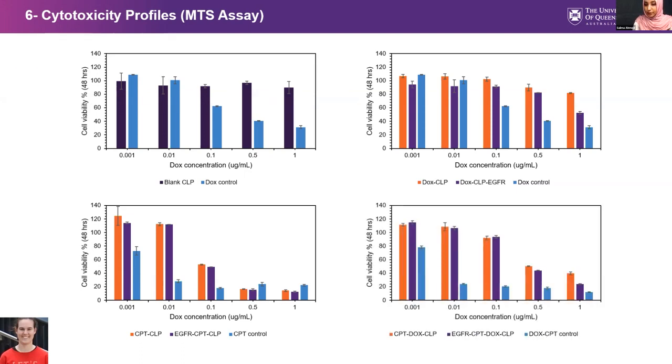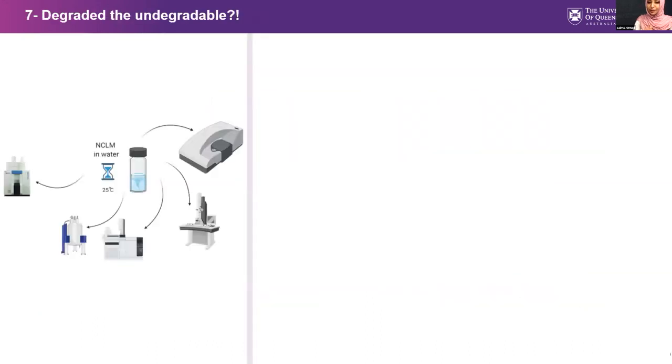Combining both doxorubicin and camptothecin together in one carrier shows that the ones with EGFR kill the cells more than the ones that are non-targeted. The results with camptothecin alone are much better than the combination of drugs, just because the concentration of camptothecin in the one that has both of them is slightly less. But effectively, if we have the same concentration, then they're going to kill the cells just the same. And thanks to Amber for helping with these experiments.